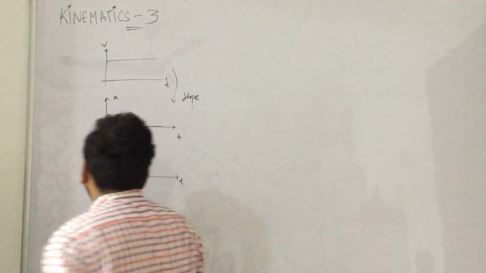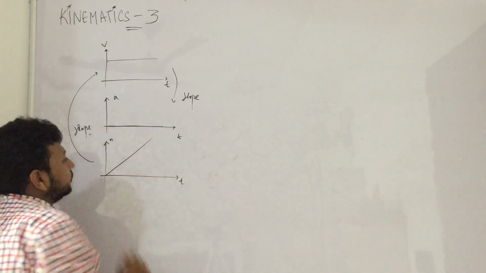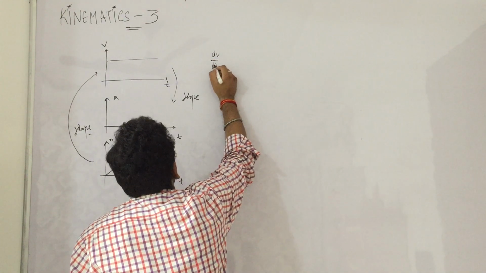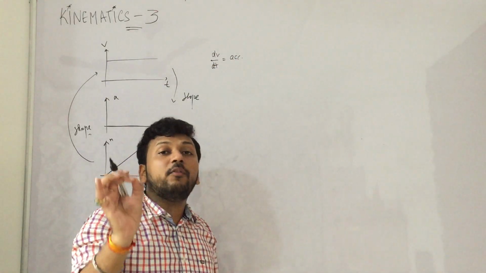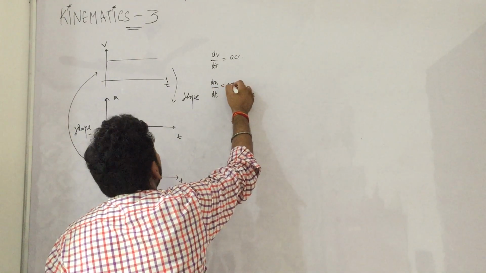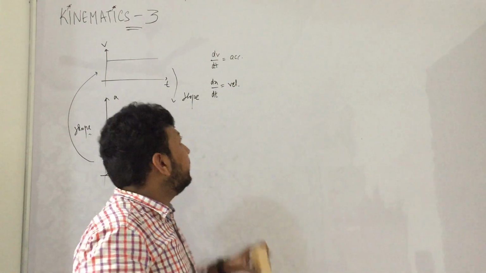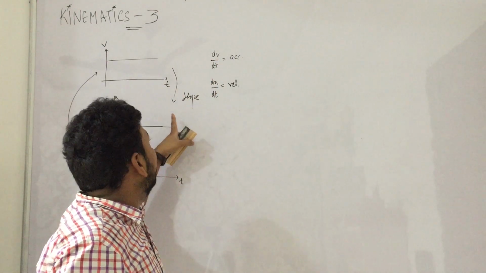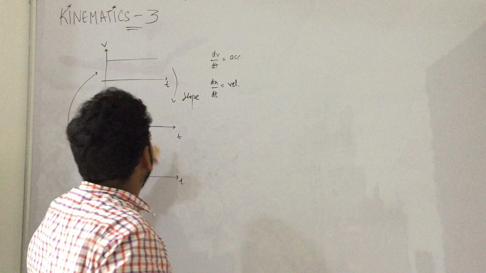And as I told you, the slope of x-t is velocity. Let us also understand that dv/dt is acceleration, the change in velocity upon change in time. That means the derivative of velocity is acceleration. Similarly, dx/dt is velocity, displacement upon time. So the slope of the v-t curve is acceleration, and the derivative of the x-t graph is velocity.